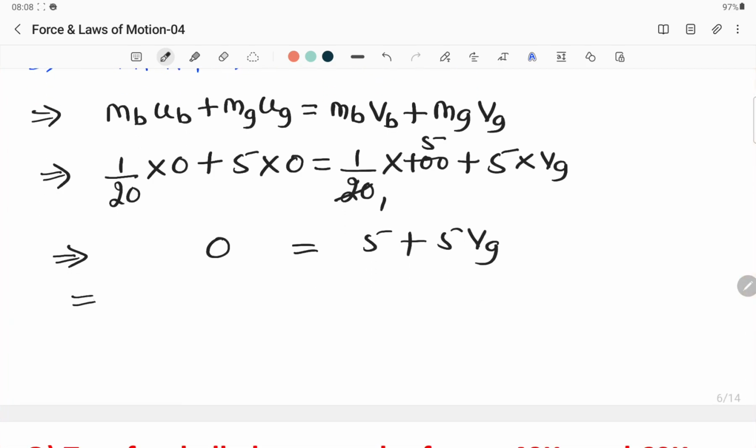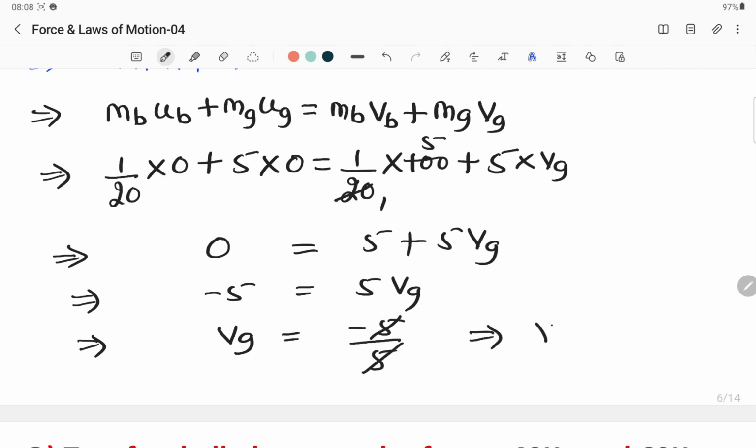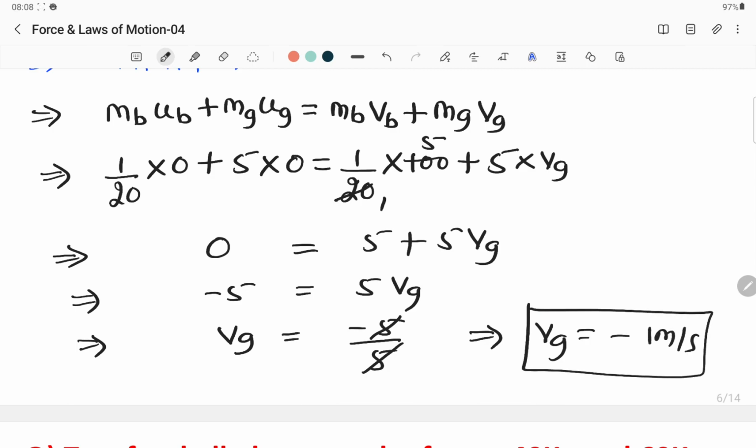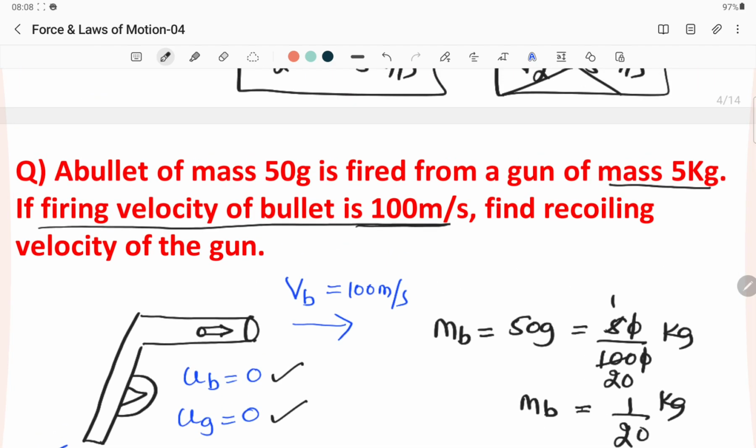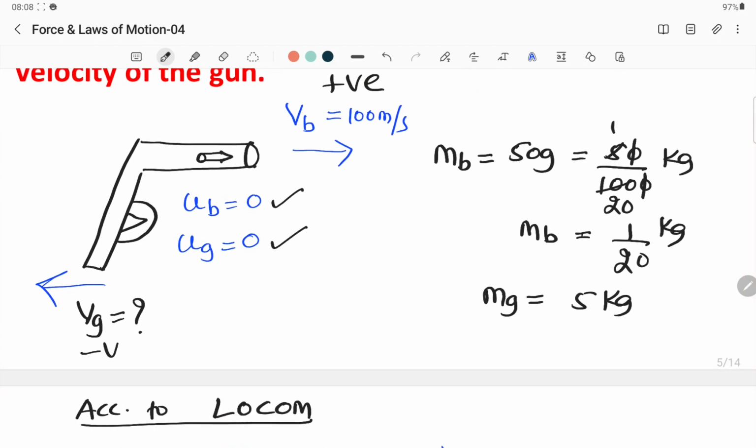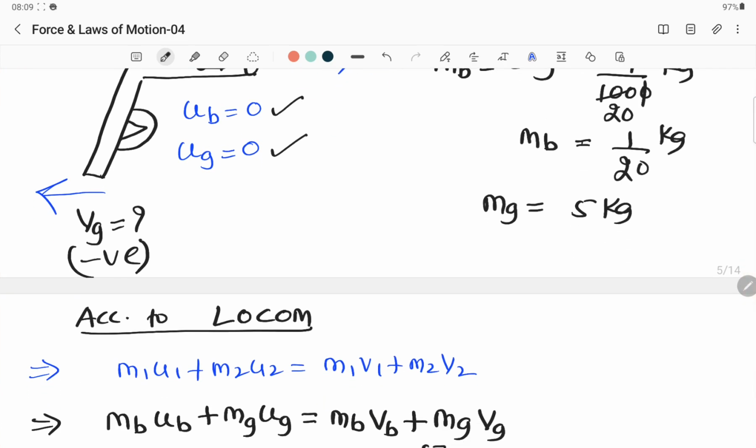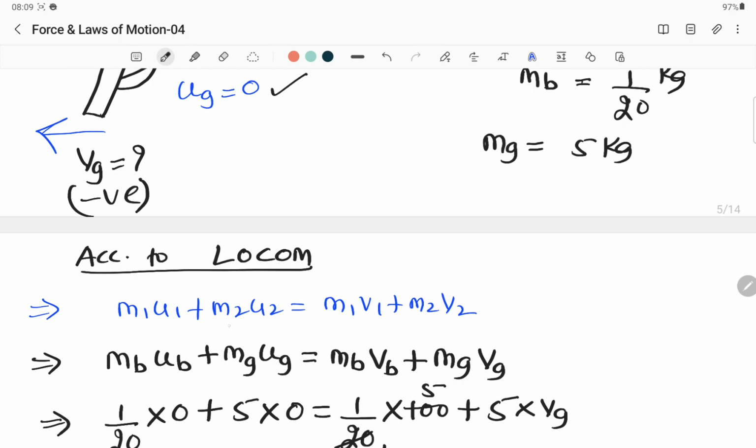Alright, so let us bring that 5 this side, it becomes minus 5 is equal to 5 Vg. Then Vg is equal to minus 5 by 5, so they get cancelled and we have the answer Vg is equal to minus 1 meter per second. Why did we get it as minus? Because the bullet is travelling forward, we took it as positive, and the gun is coming backward, so it has to be negative.